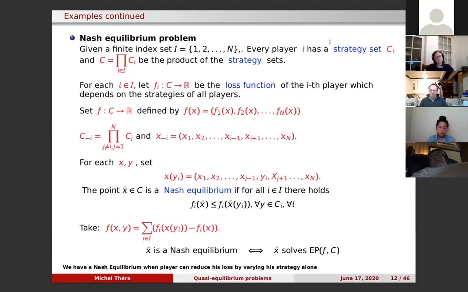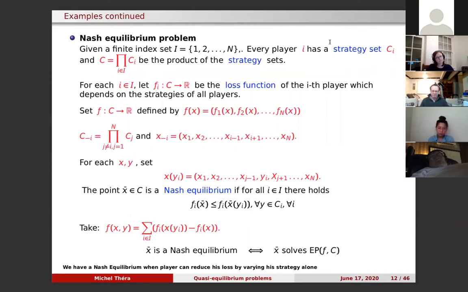Many of you know this kind of problem. You have a finite index set I, and every player i has a strategy set Ci. Set C, the product of all the Ci, the product of the strategy sets, and for each i you have a loss function fi. If you define f from C to R^n by f(x) equal f1(x) to fn(x), you have n players.